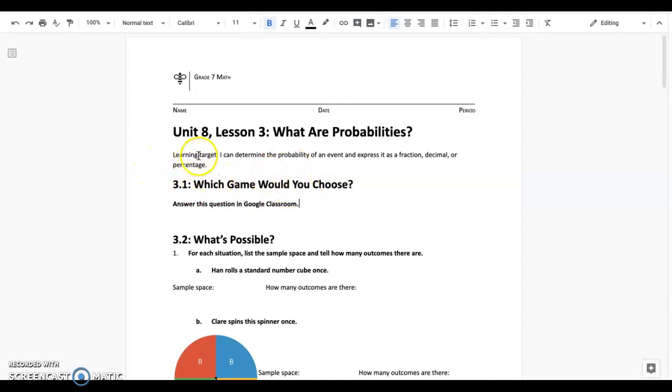So today's learning target is listed there. It's I can determine the probability of an event and express it as a fraction, decimal, or percentage. Now, when it says express it as that, it simply means to show it as one of those three. So it could be a fraction, decimal, or a percent.